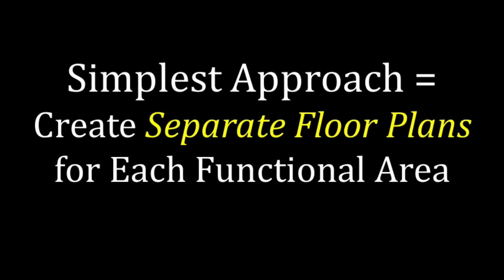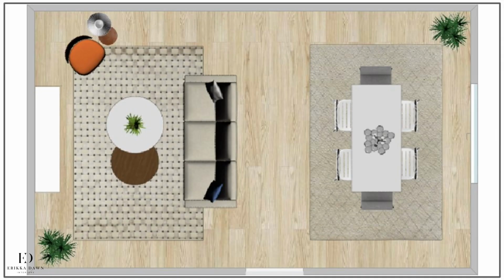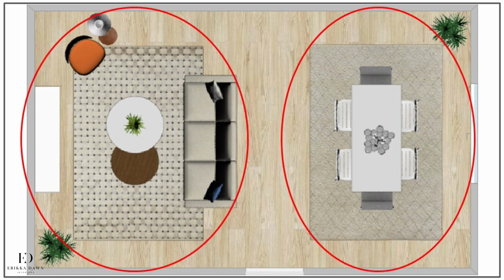Often, the simplest approach to creating room designs within open floor plans is to create separate floor plans for each functional area or zone. So, for example, let's say we have a living room, dining room combo area like we see here. You have to decide where the dividing line is between these two spaces so you can create a floor plan for each area, the living room and the dining room.